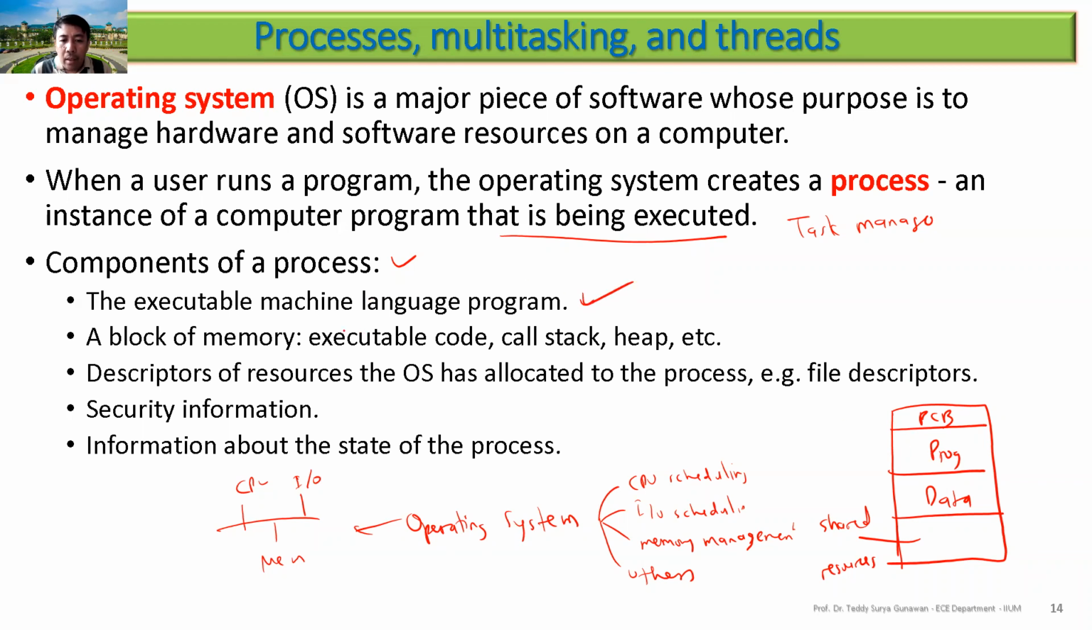So this is the program. A block of memory, executable code, call stack and heap. So you have also stack and heap for calling functions, passing the parameters, and so on. And descriptors of resources that the OS has allocated to the process, like file descriptors. In the OS you have the process manager. So it has process table, IO table, memory table. So you know which part of memory this process will occupy, and so on. As well it also has security information.